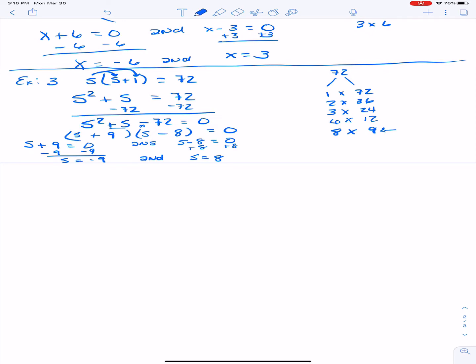If you see a problem where it says f of x or g of x is equal to x squared plus 11x plus 18, all they want you to do with this is, instead of putting f of x here, just replace it with 0. So 0 equals x squared plus 11x plus 18, and then you'll go through the steps of solving this again.